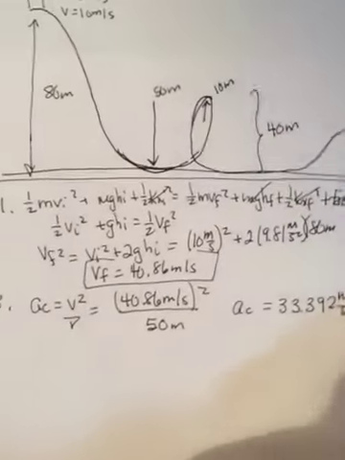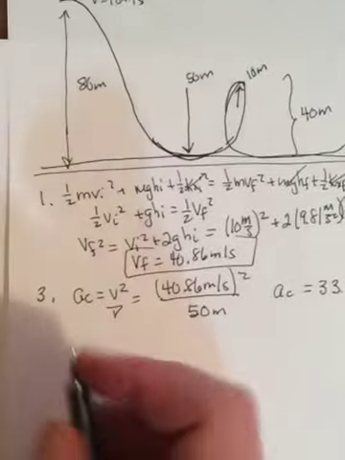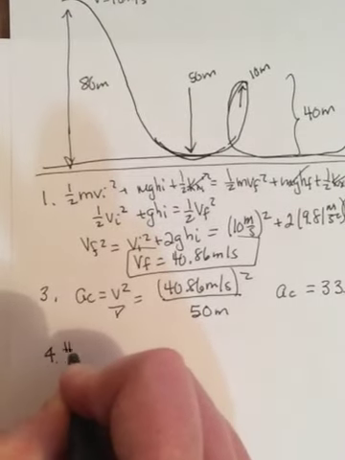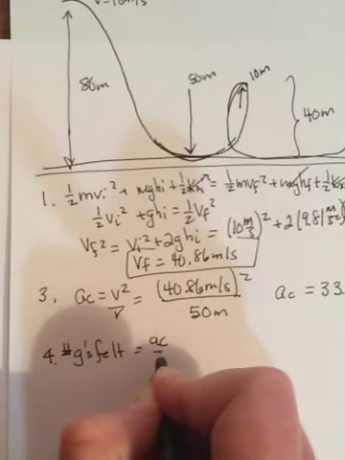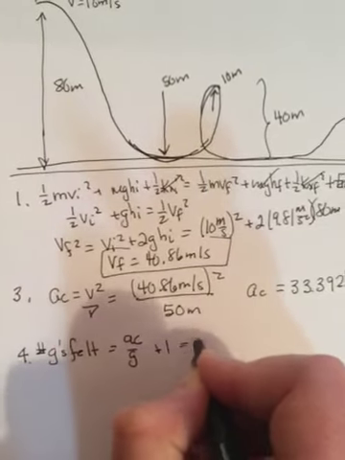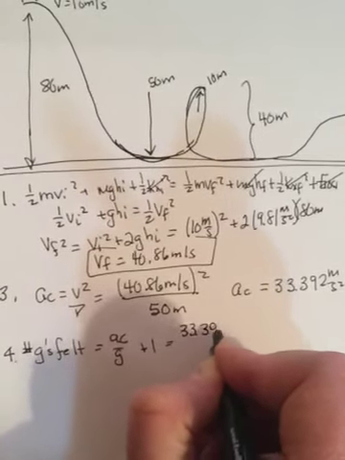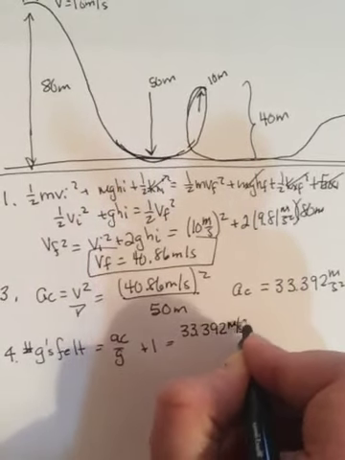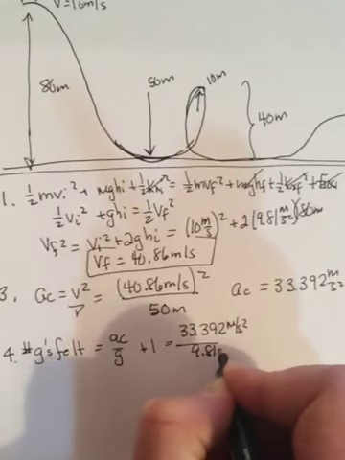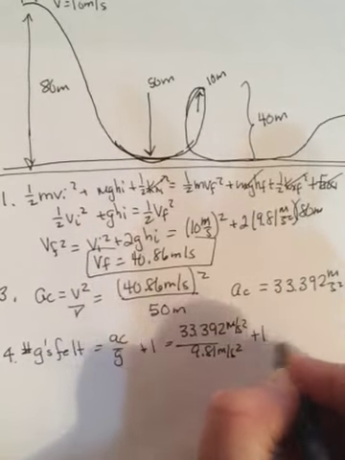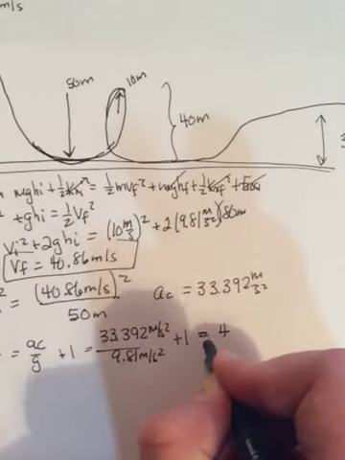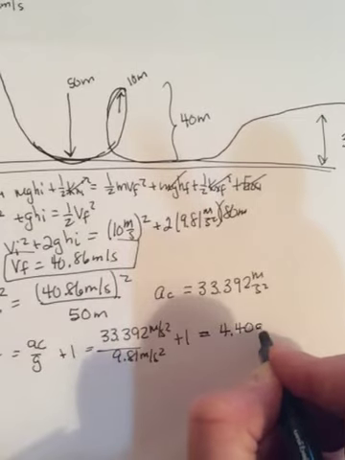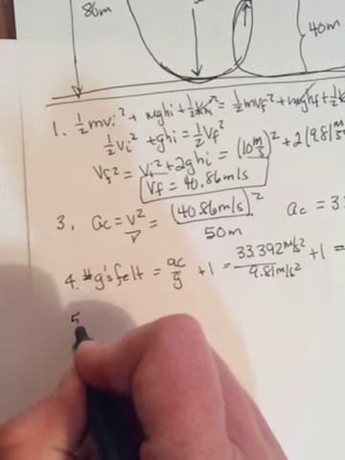Okay? Number 4, how many G's does the rider feel? So at the bottom of the loop, number of G's felt is equal to AC over G plus 1. So 33.392 meters per second squared divided by 9.81 meters per second squared plus 1. And this time you get the number of G's felt to be 4.40. So not nearly as bad as the 9.5 that would have killed you on the last one.